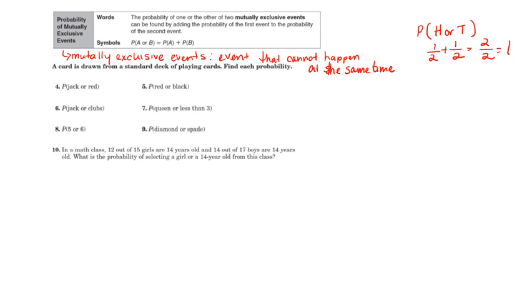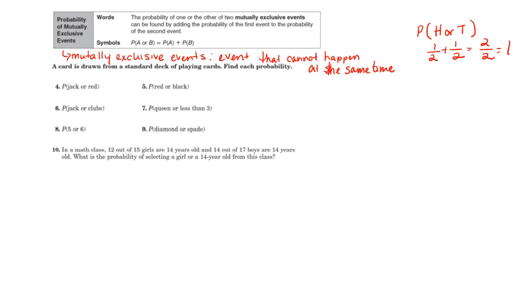So if we look at number 5 here in our examples, a card is drawn from a standard deck of playing cards. Find each probability. The probability that my card is red or my card is black. When we talk about a deck of cards, there's 26 red, there's 26 black. Half are red, half are black. 13 diamonds, 13 hearts, which are both red. 13 spades, 13 clubs, which are both black.